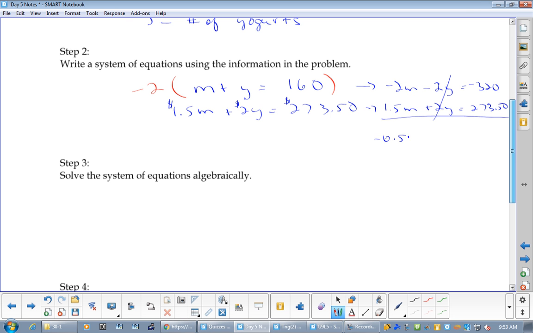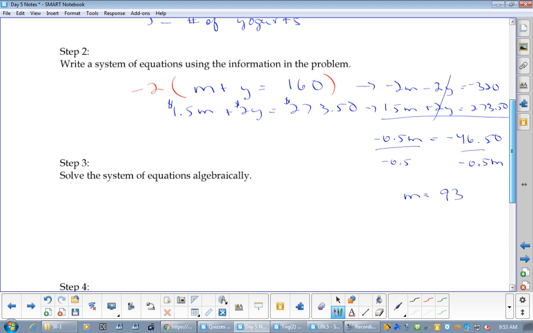Negative 0.5m equals, I'll just do this one, negative 46.50. Then you'll divide by negative 0.5. You definitely do not want to come out with a negative number here. That doesn't make sense, right? So this is nice. My negatives will turn into a positive. So m equals 93.